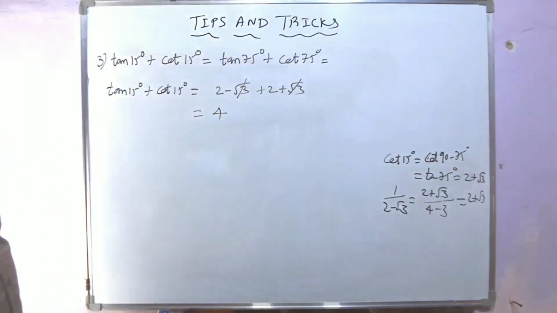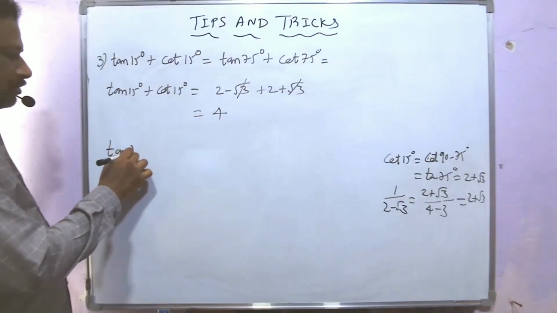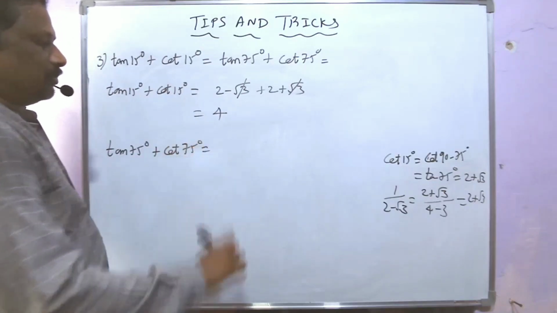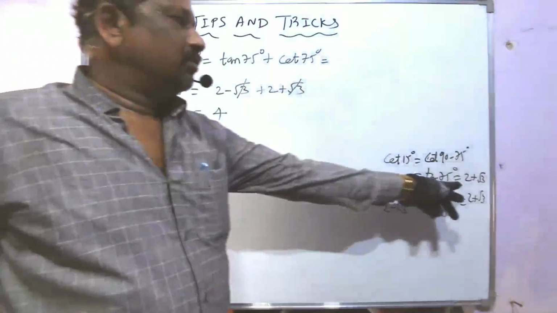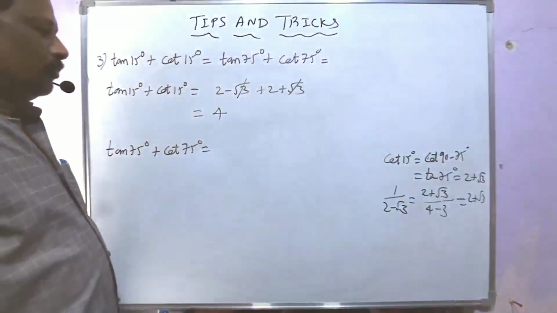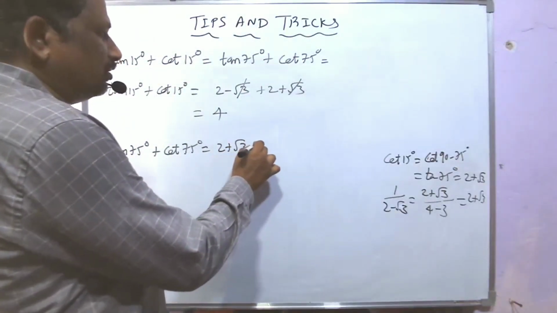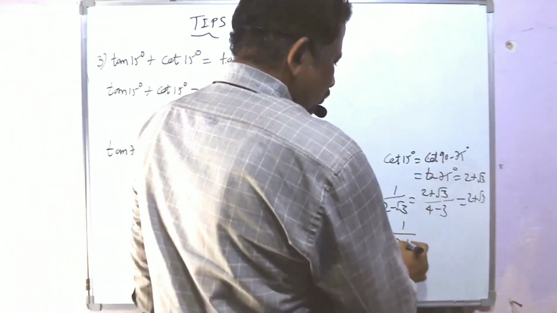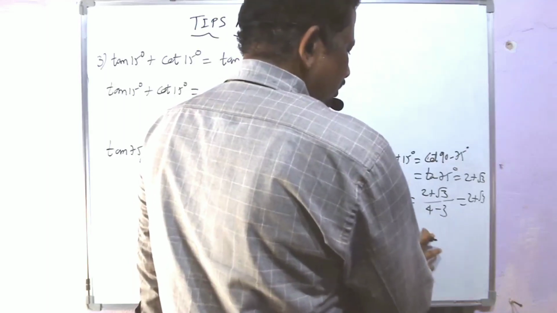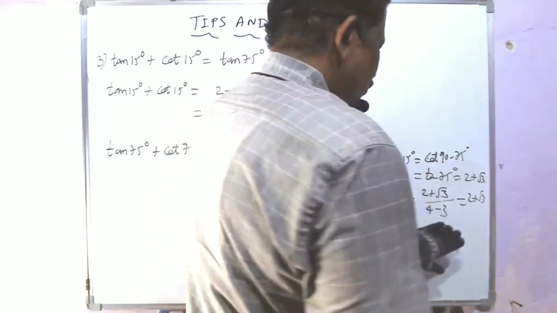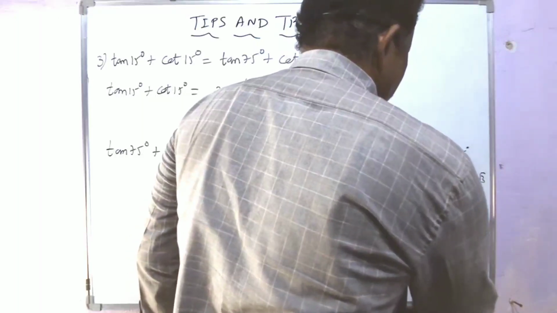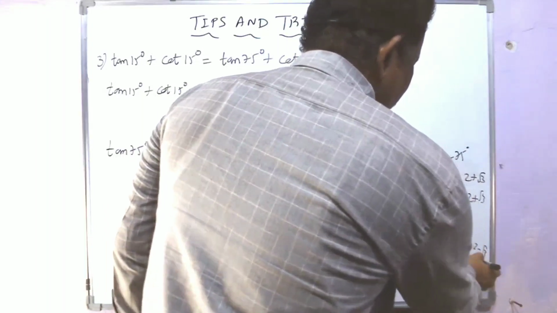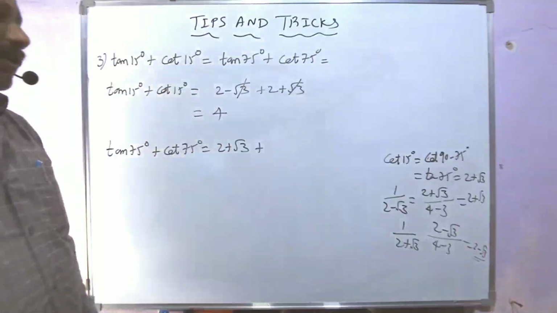Next, coming to tan 75 degrees plus cot 75 degrees. So what is tan 75 degrees? 2 plus root 3. Next, cot 75 means 1 by tan. 1 by tan means 1 by (2 plus root 3). So rationalizing the denominator, we get 2 minus root 3, since the denominator is 4 minus 3. That is, 2 minus root 3 is the cot 75.